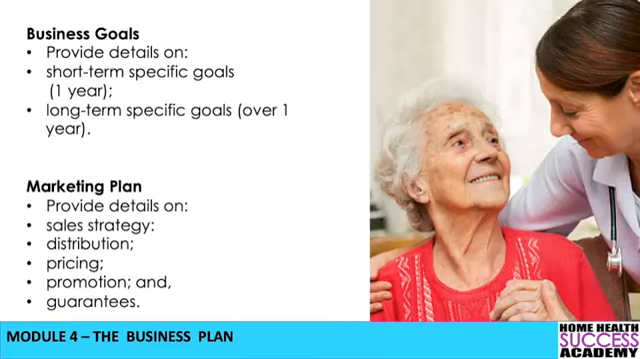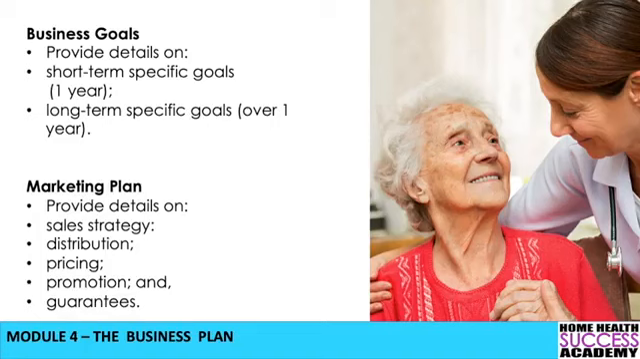Let's talk about the business goals. So what are your business goals, right? Provide details on your short-term specific goals, that's your one-year plan, and your long-term specific goals, which is over a one-year plan. And you must be able to at least say, hey, this is what we're going to be expecting.